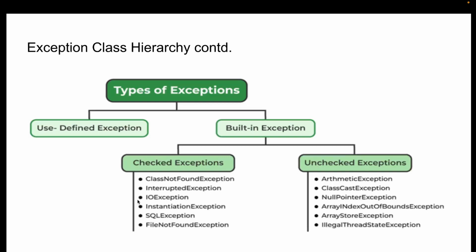And these are exceptions you will get while reading the contents of a file, writing contents in a file. Basically, file related operations and those kind of operations you will get this input output exception. Then there is instantiation exception. Instantiation means creating an object. To instantiate means to create an object. So when you are trying to create an object, you are getting some kind of error. So that is basically instantiation exception. That's a checked exception.